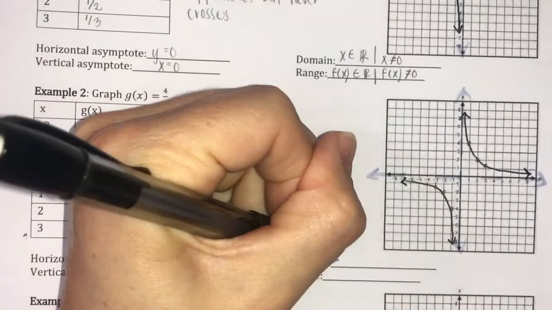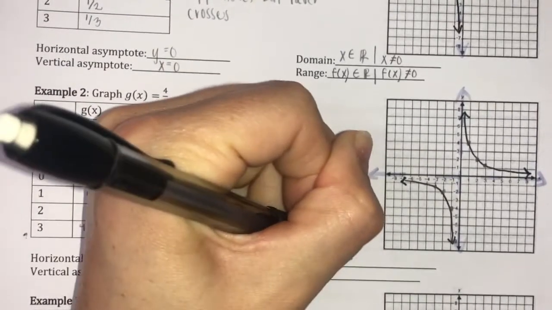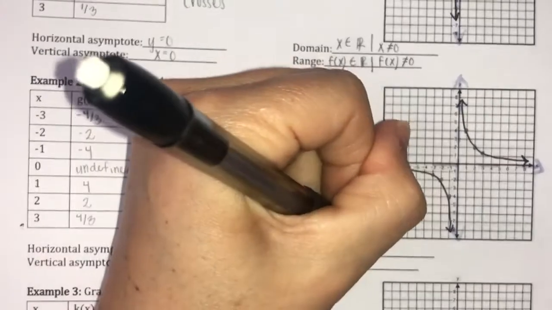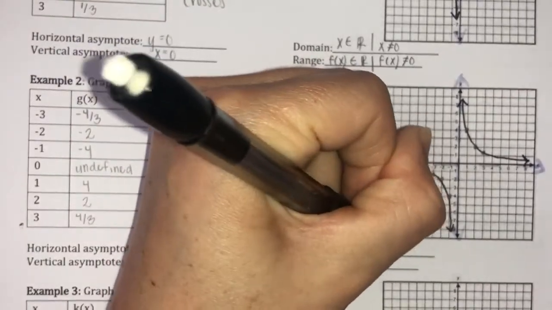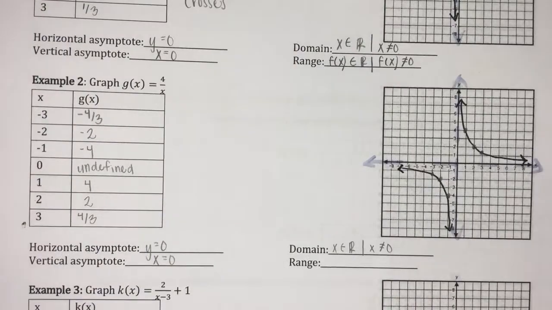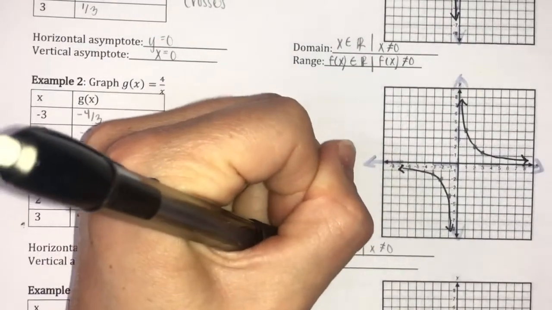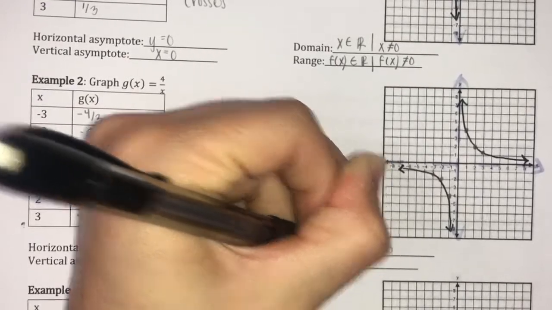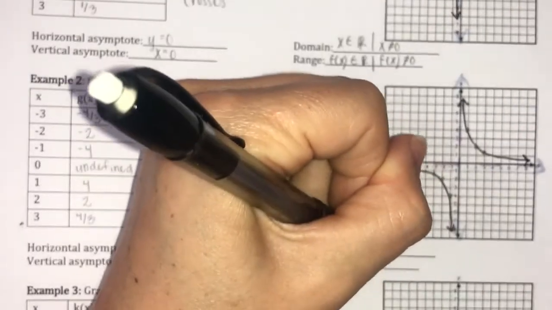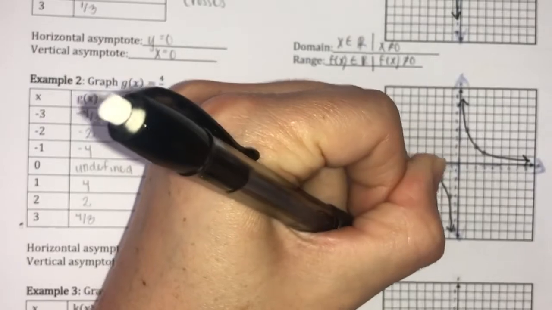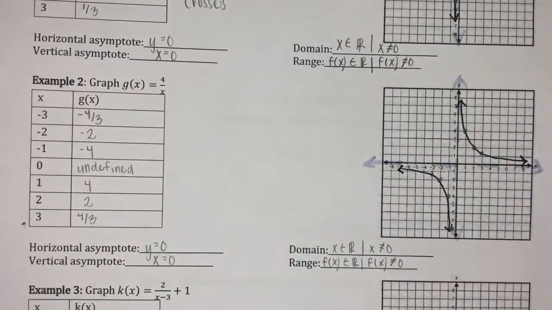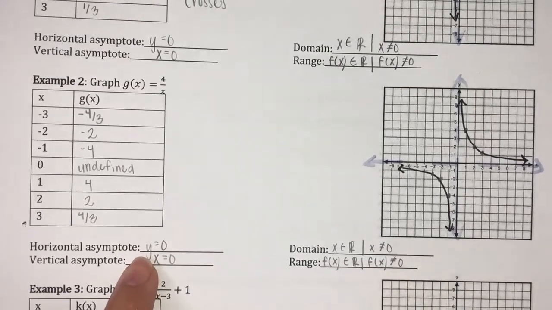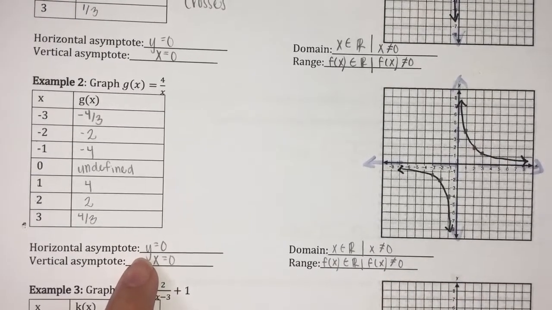So the domain is still all real numbers, or sorry, x is within the set of all real numbers except x cannot be 0. And then same idea for f of x or y. F of x is within the set of all real numbers, except f of x cannot be 0 either because of the asymptotes. So we're saying there's a horizontal asymptote at 0, that means f of x or y just literally can't be 0 because it'll never cross that line.